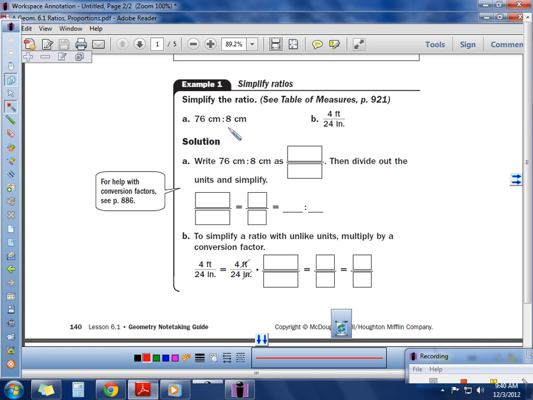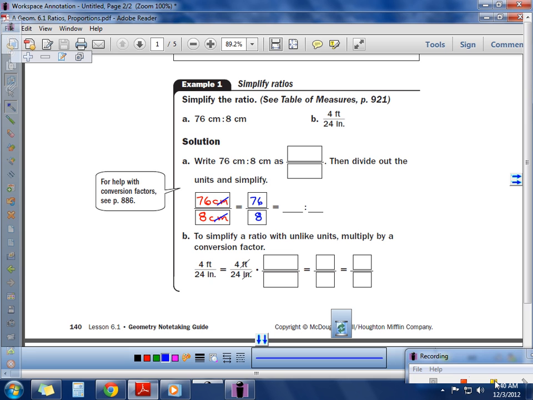So we ought to start off in writing these over here. 76 centimeters will go on top because it's written first, over 8 centimeters. The first thing that I want you to be aware of is that they have the same units. When they have the same units, your life is easy because you can go ahead and cross them out. They cancel each other. That's good. When they're directly above each other, they will cancel. So we're left with 76 over 8, and you should be able to simplify that.